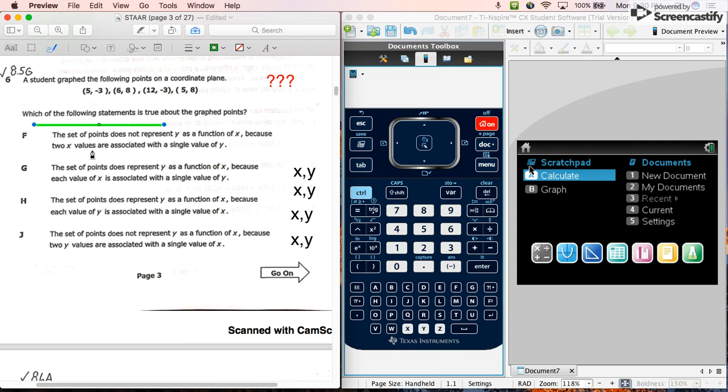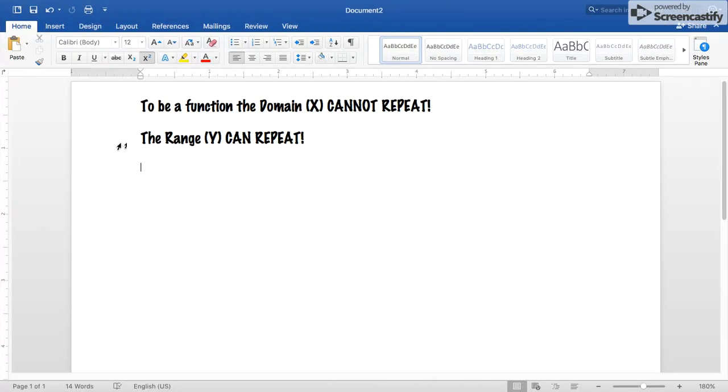It says a set of points does not represent y as a function of x. Now hold on. When I see something representing something as a function of x, I know that's talking about domain and range. Just a quick review: to be a function, the domain, x, cannot repeat. However, the range, the y, can repeat. So the x is a key factor there. It doesn't matter about the y. The x is what we're looking for.